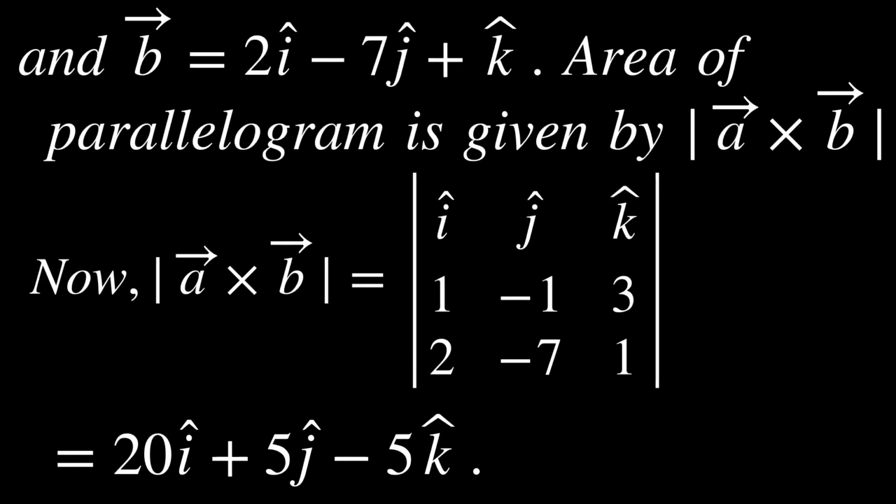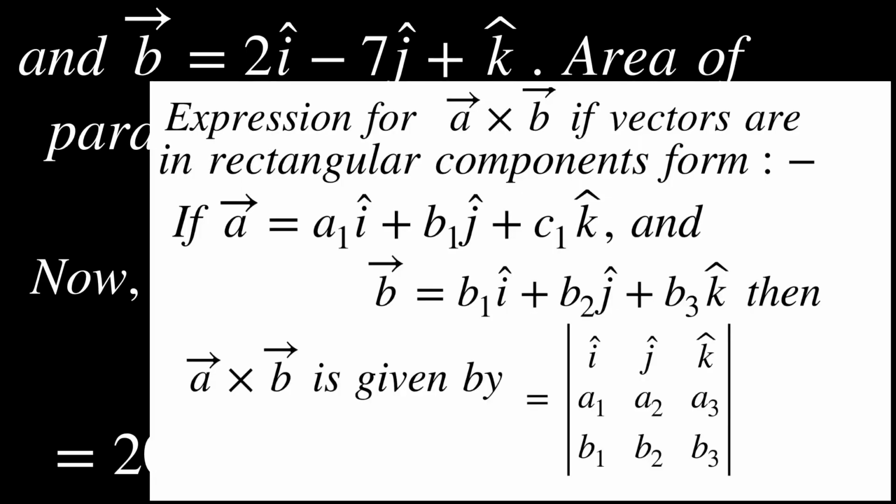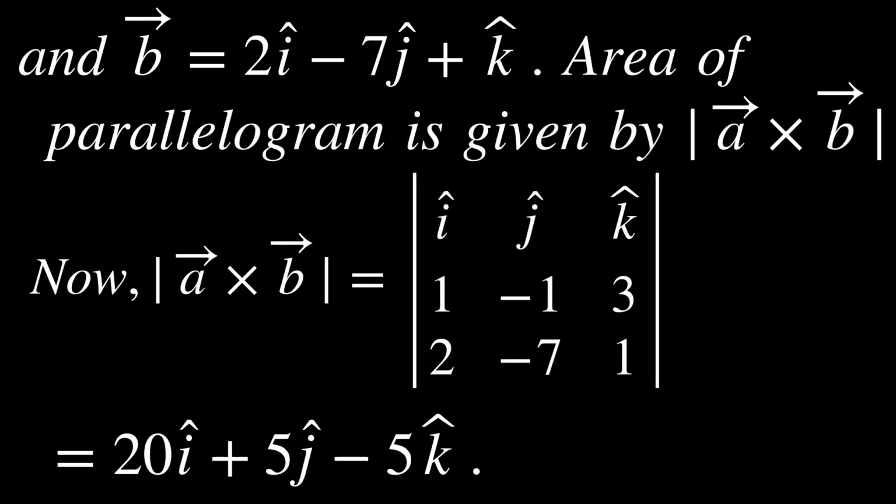Now if two vectors are given in its component form, you know how to calculate its cross product, correct? Suppose vector A is equal to a1i plus a2j plus a3k and vector B is b1i plus b2j plus b3k, then its cross product A cross B is given by determinant ijk a1 a2 a3 b1 b2 b3. Now we can see how it has arrived.